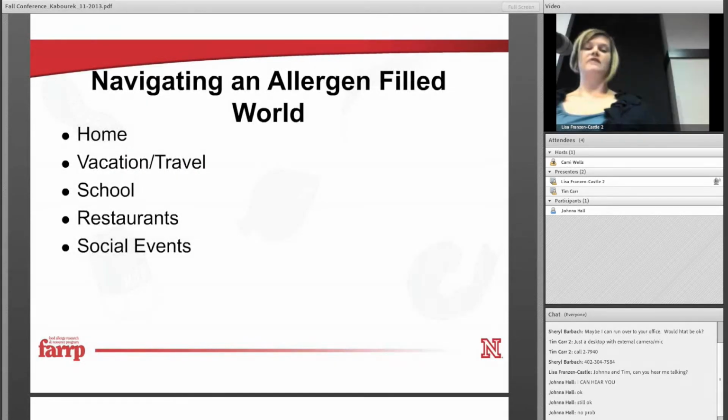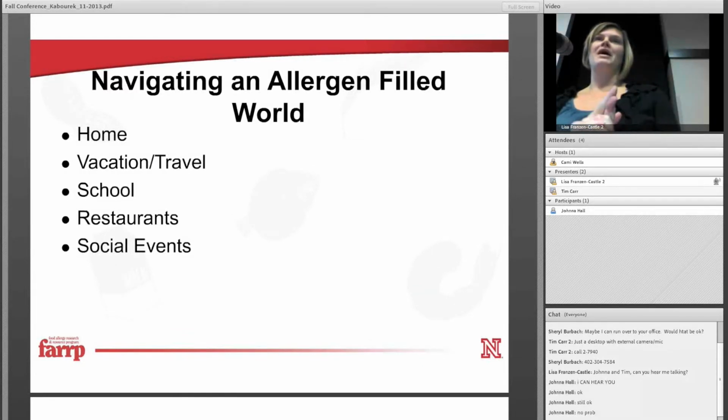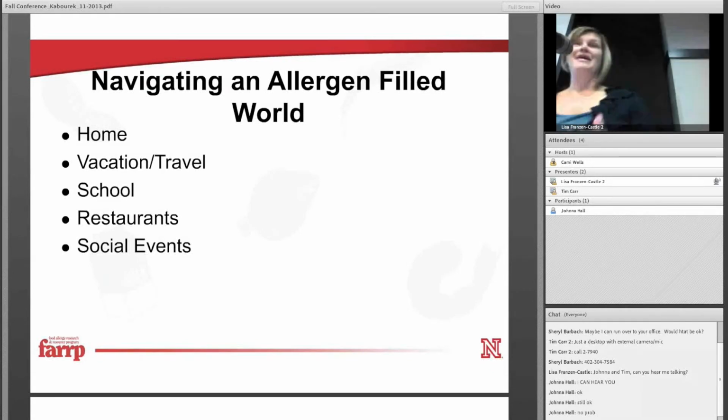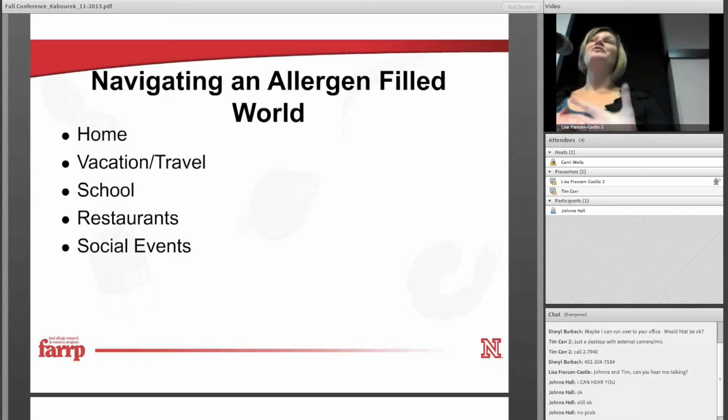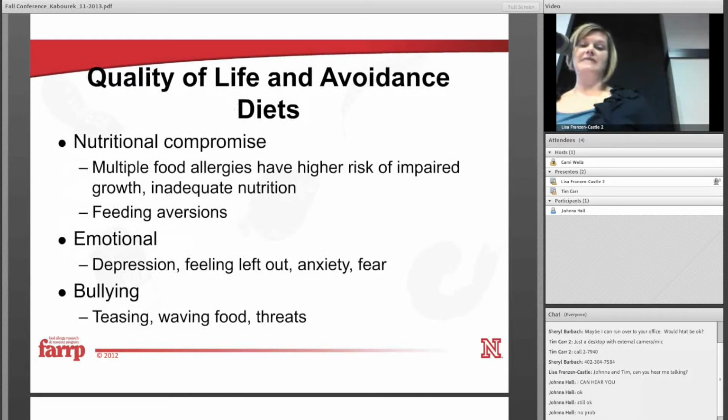So, navigating a food allergen world. How many times do you eat in a day? Think about that. At least probably 5. And so if you are food allergic, that is 5 opportunities for you to become ill or have an adverse reaction. And it's not just at home. It's in your car, at the gas station, at the movie theater, at the football game, at the band concert. There's lots of different places that food is at. So lots of quality of life goes into allergy diets and avoidance.